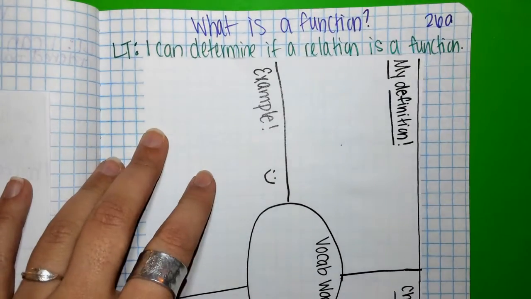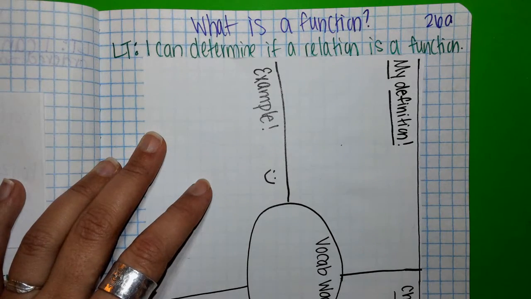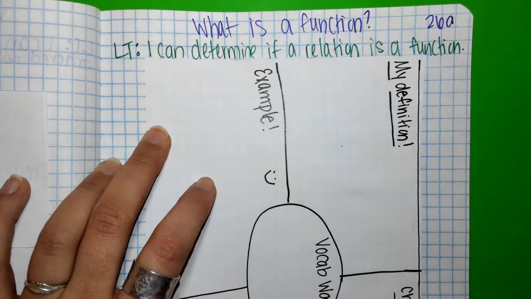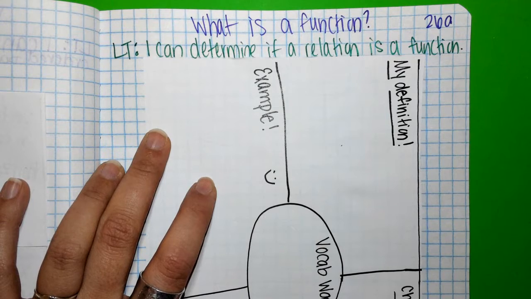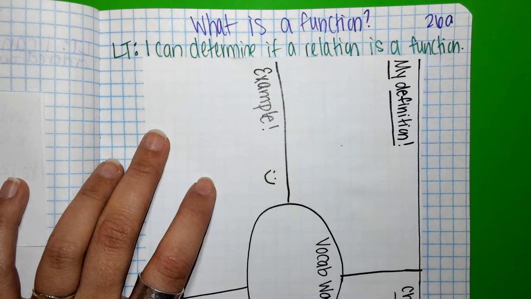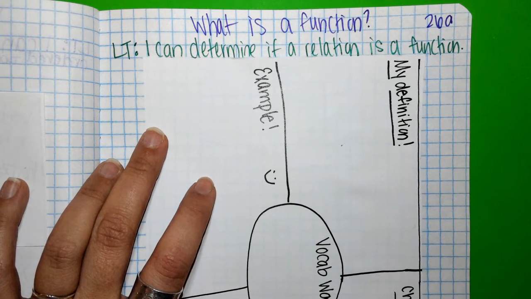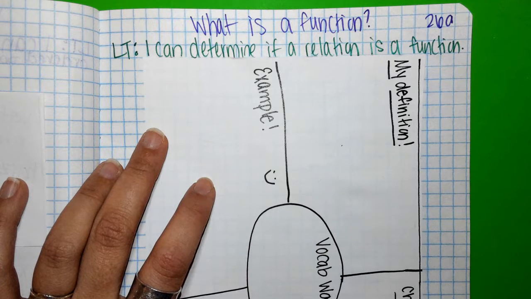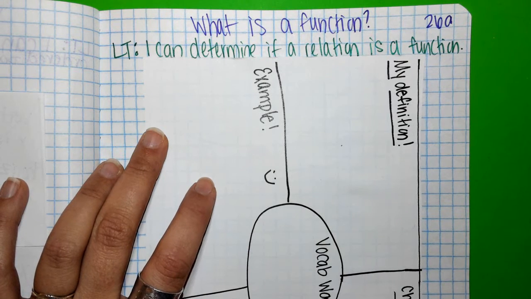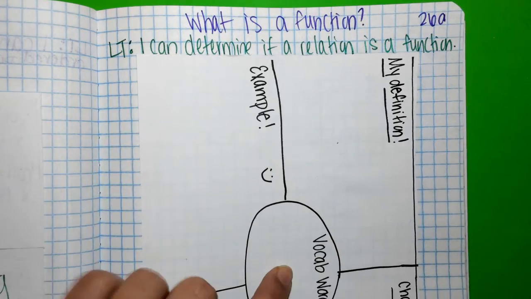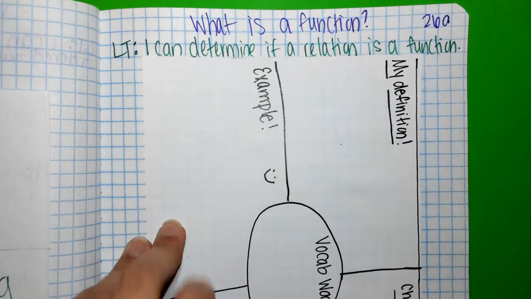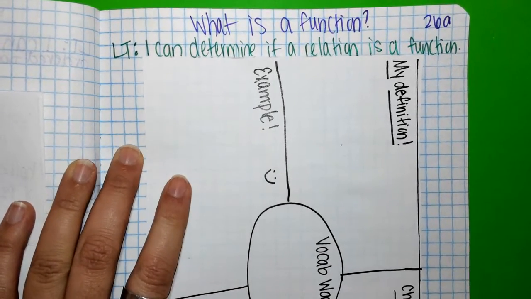Alright, so I can determine if a relation is a function. Are we ready? Yes. Would that make our word function? Yes, our vocab word is function. Awesome. Good job, Sarah.